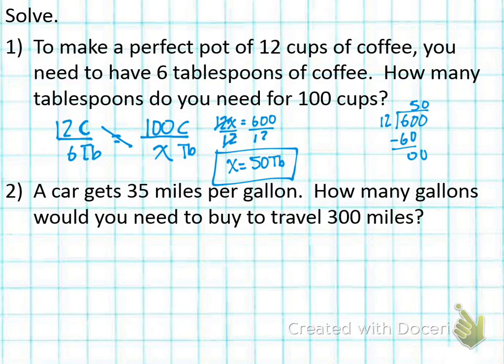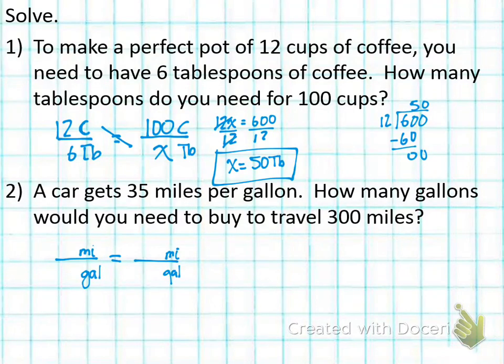Okay, number 2, a car gets 35 miles per gallon. How many gallons would you need to buy to travel 300 miles? Okay, so how many gallons? First thing I'm going to do, just like before, set up a proportion problem. So we're going to do 2 fractions equal to each other. First thing we talked about was miles, so we'll keep miles in our numerator. You want to keep the same thing in the numerator. Denominator, we said gallons. That's the other thing.